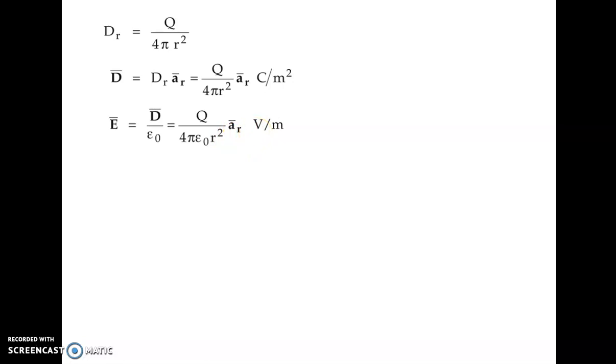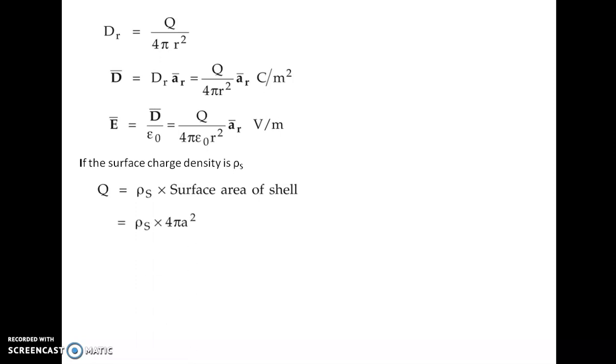Now we know that Q in a surface charge density, I can write Q is equal to rho s into surface area. What is the surface here? Surface is a sphere. So what is the surface area of a sphere? The surface area of a sphere is 4 pi into radius square. What is the radius of this sphere? Radius of the sphere is a. So I can write rho s into 4 pi a square. So Q is equal to rho s into 4 pi a square.